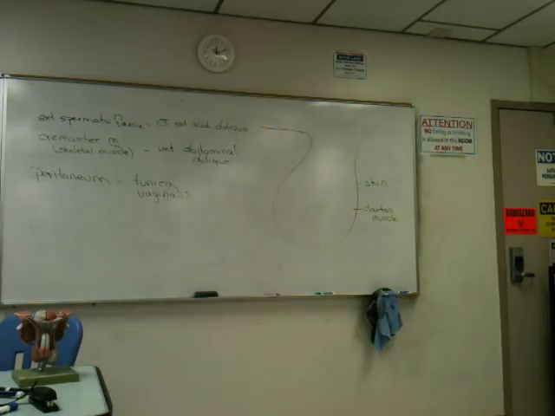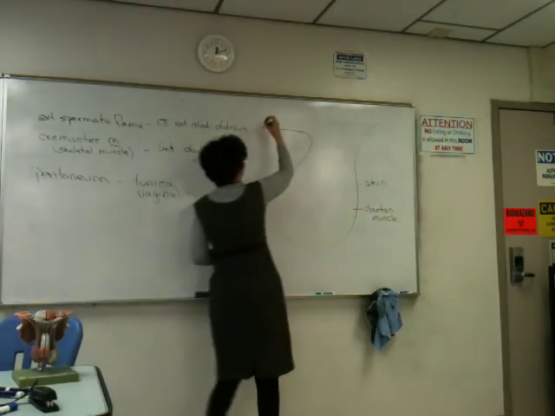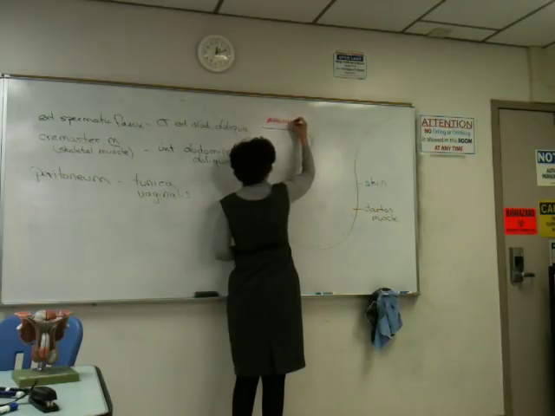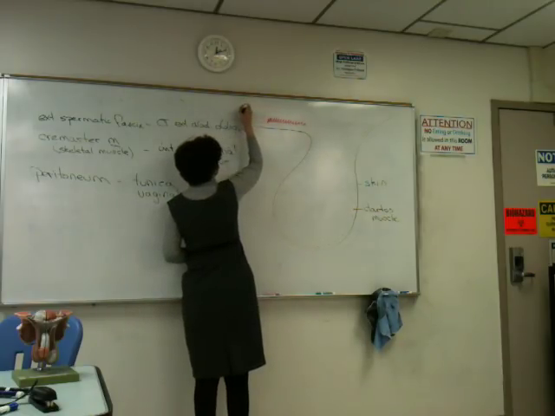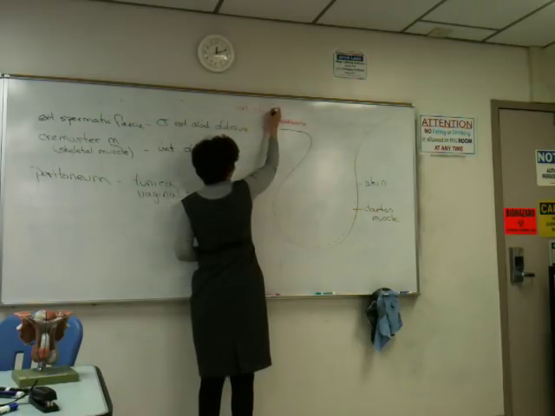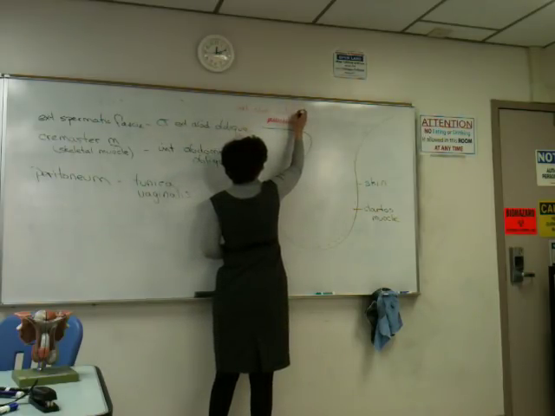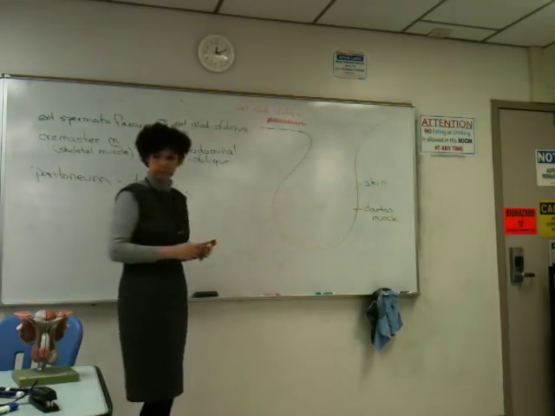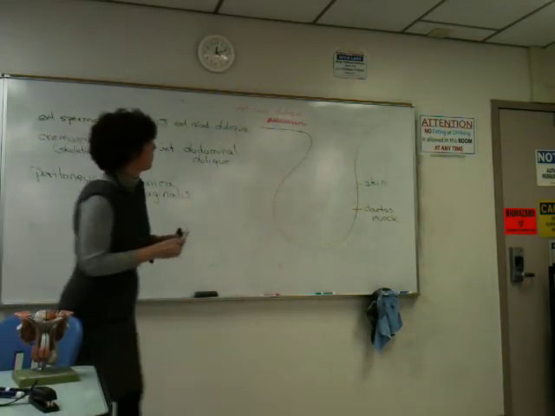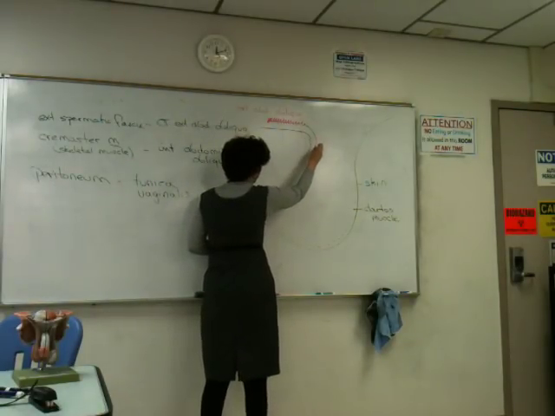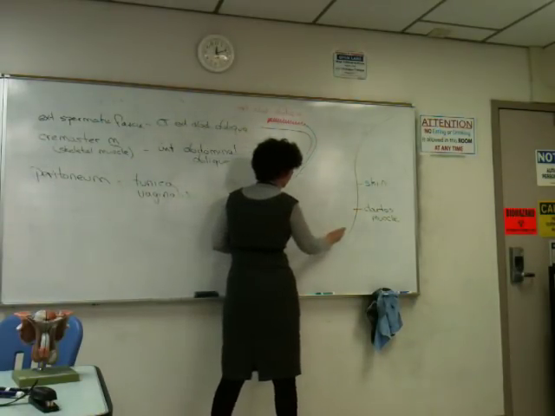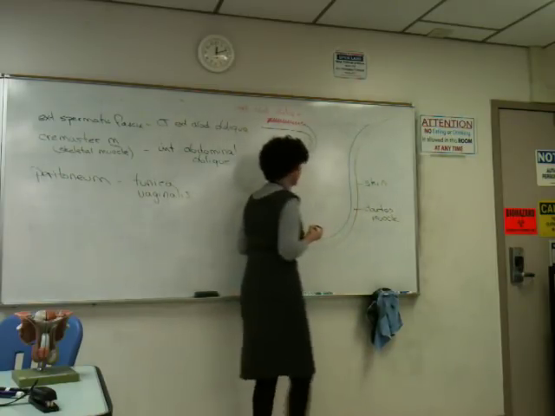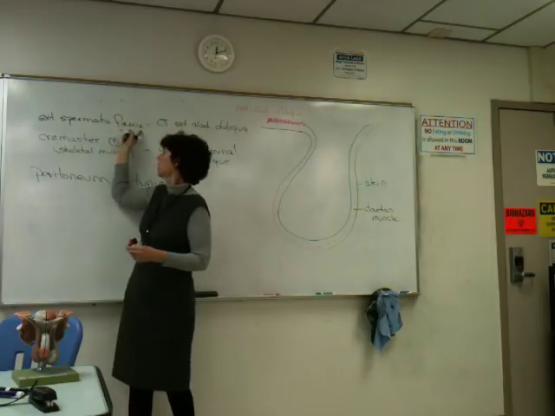The next is the external abdominal oblique up here. But remember, that muscle doesn't extend into the inguinal canal. Only its fascia does. This layer would be the external spermatic fascia.